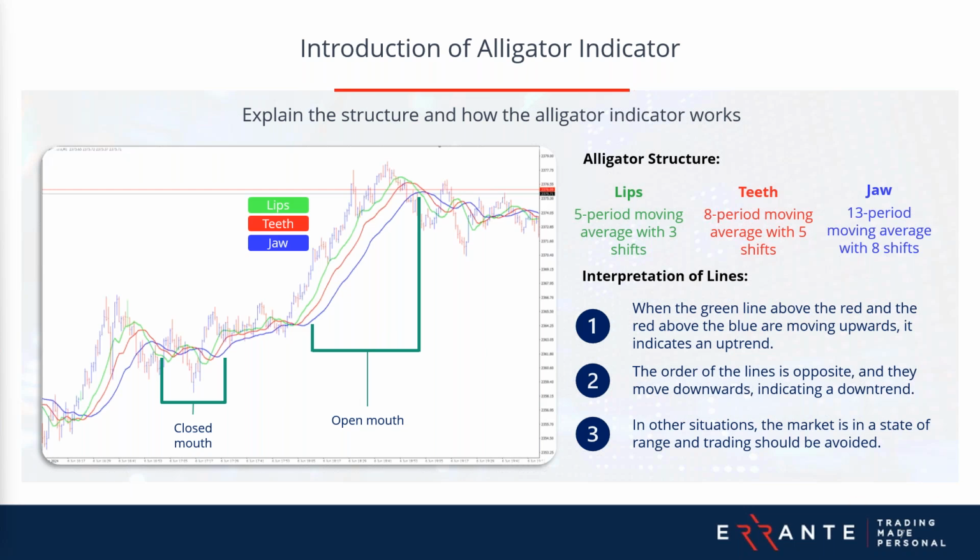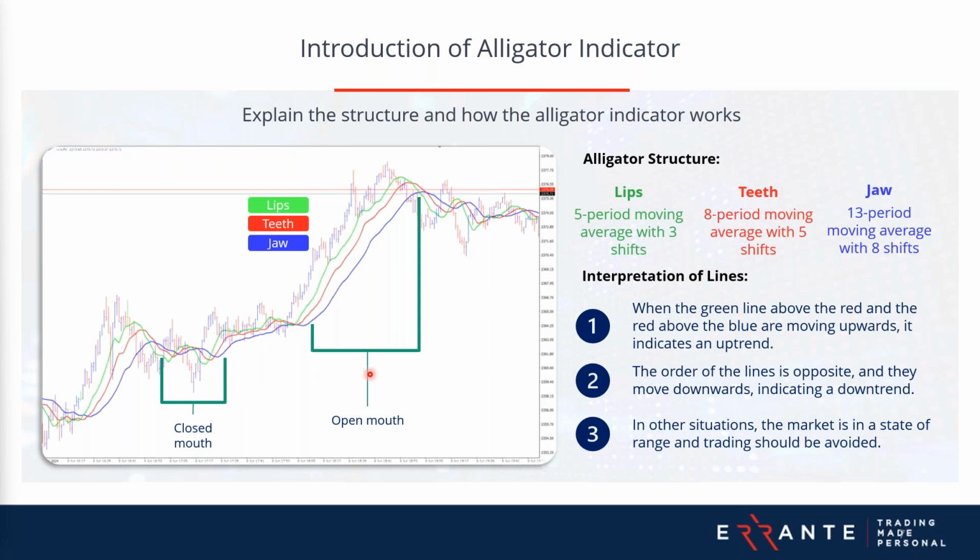So let's look at an example here, as you see on my slide, to make this clear. On the chart, as you see, we have two phases: closed mouth and open mouth. Closed mouth, this is when the lines are close together, indicating little to no trend. During this phase, it's better to stay out of the market as the alligator is sleeping.